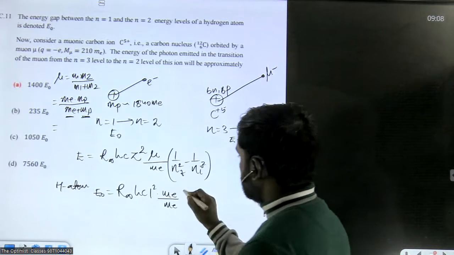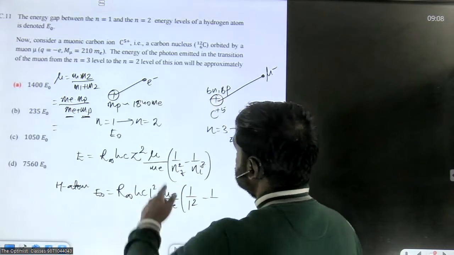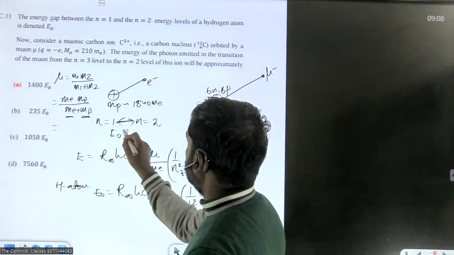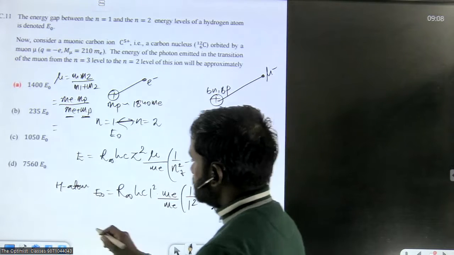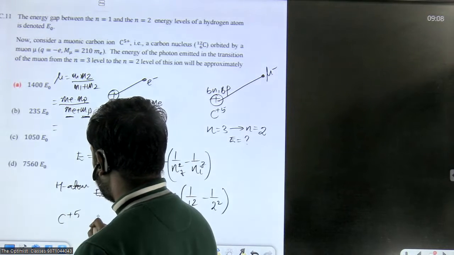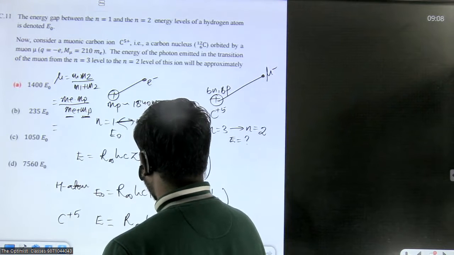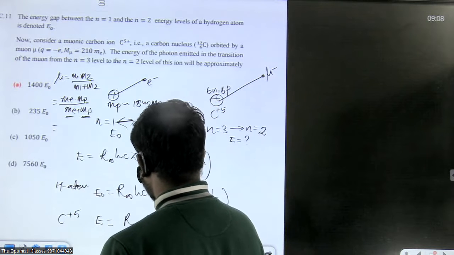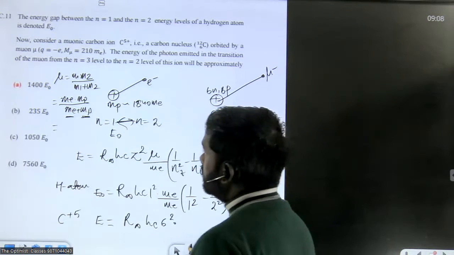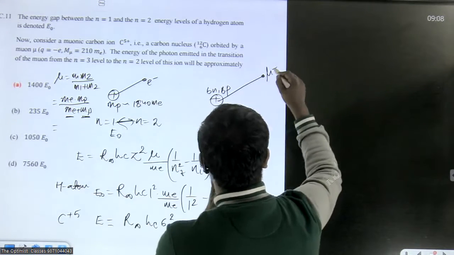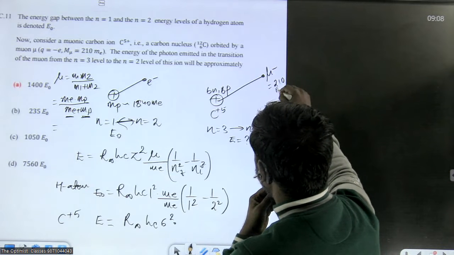Okay. So here the final level is n equal to 1, and here you get 2 square. That's what we have. Now for C plus 5, suppose this is the energy of the photon. We calculate with R infinity and Hc, and in place of Z we'll write 6, because there are 6 protons. So 6 square, and then the reduced mass. Here there is a muon, and the mass of the muon is given as 210 times mass of electron.